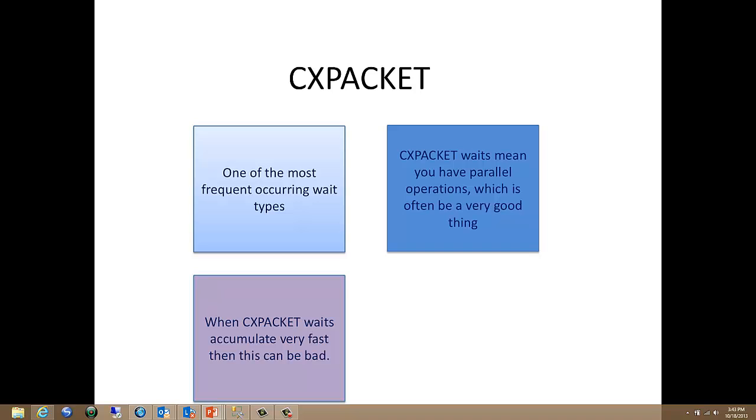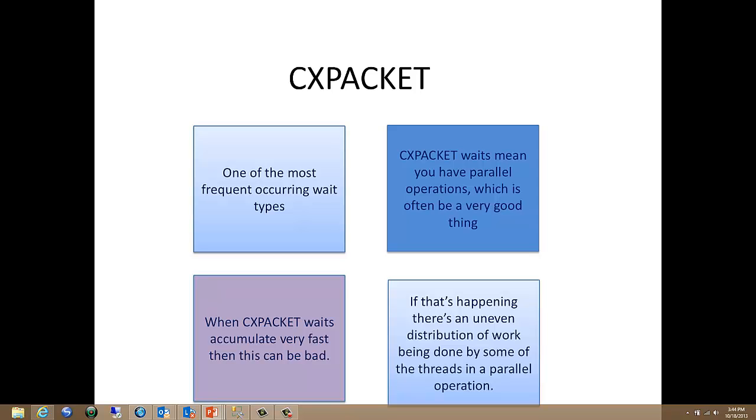So there's always a 1%, isn't there? So 1% of the time when the CX packet waits accumulate very fast, this can be bad. So let's talk a little bit about that. If that's happening, there's an uneven distribution of work being done by some of the threads in the parallel operation. So maybe some of the threads are completing faster than others because they're on different processors, right? So when that happens, these CX packet waits accumulate very fast.